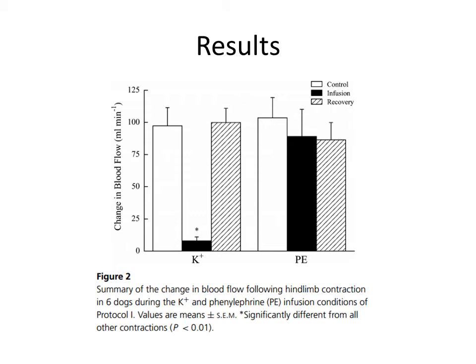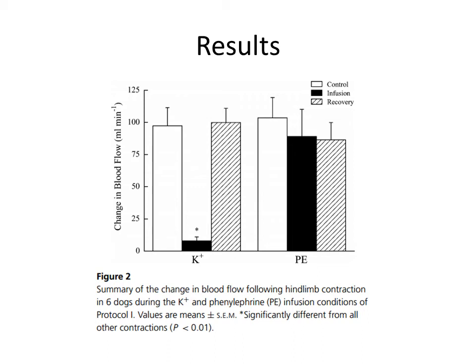Okay, so this figure represents the pooled data, or the combined results of all the dogs tested, and it's just a summary of the changes in blood flow. So we have 3 different phases in each of the 2 infusion protocols, one being control, one being the actual infusion contraction, and one being recovery. The asterisk indicates that there's a significant difference between the potassium infusion contraction and all other contractions that were completed by the dog in terms of the change in blood flow post-contraction.